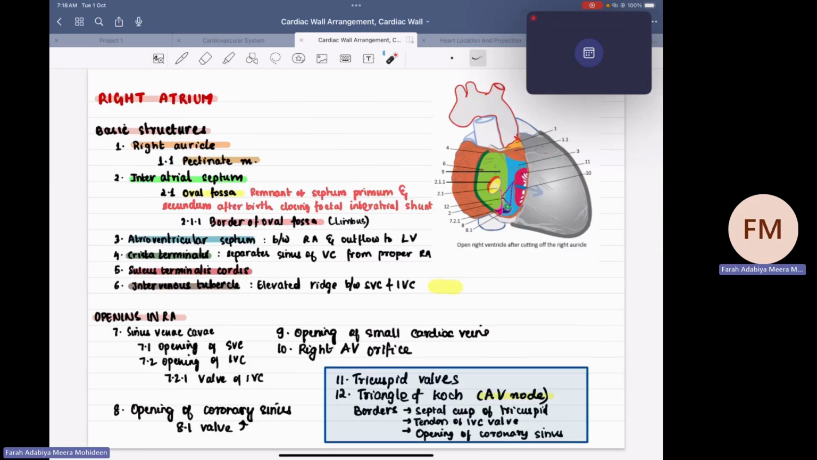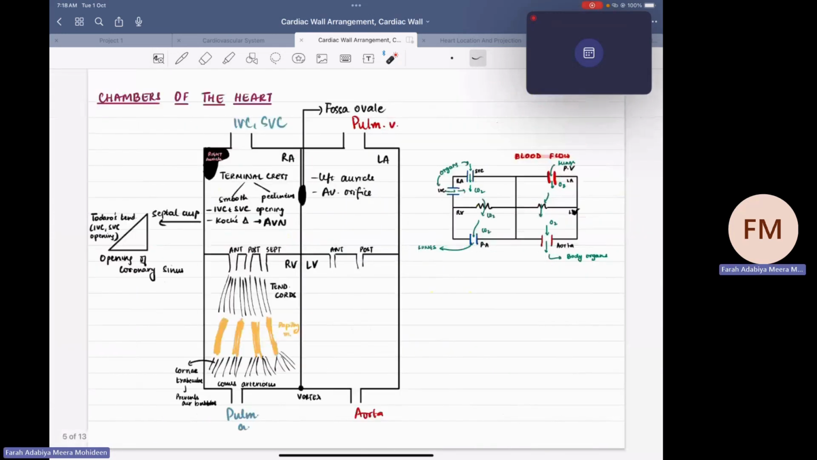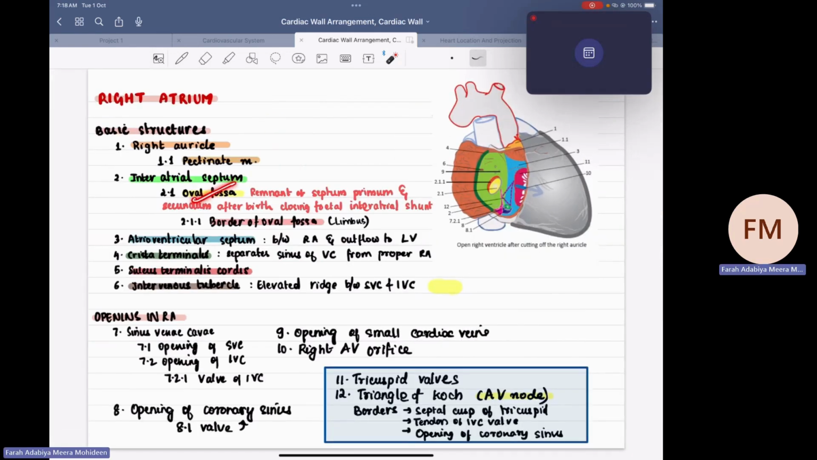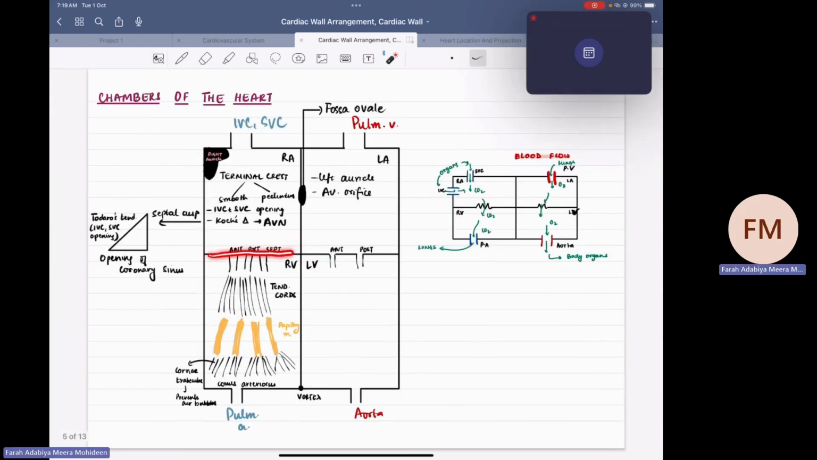Okay, so again, right auricle, pectineus muscle, interatrial septum. The word says it, right? This part is your interatrial septum. You have your fossa ovale, which is a remnant of your septum primum and secundum after birth, closing the fetal interatrial shunt. There are shunts that you need to know for your fetal circulation, which is the most important, right? Then you have your AV septum. This is your AV septum.